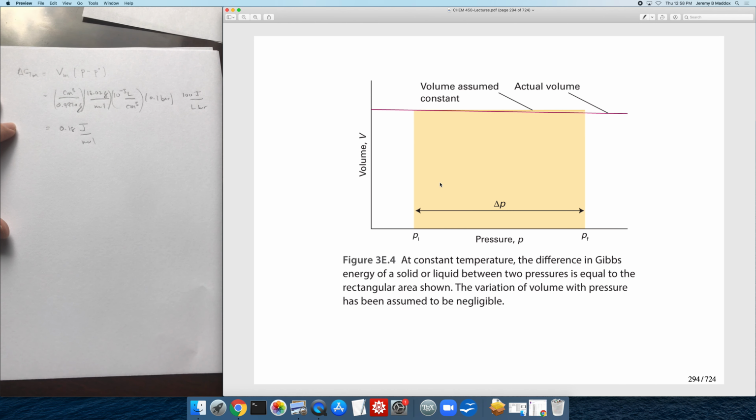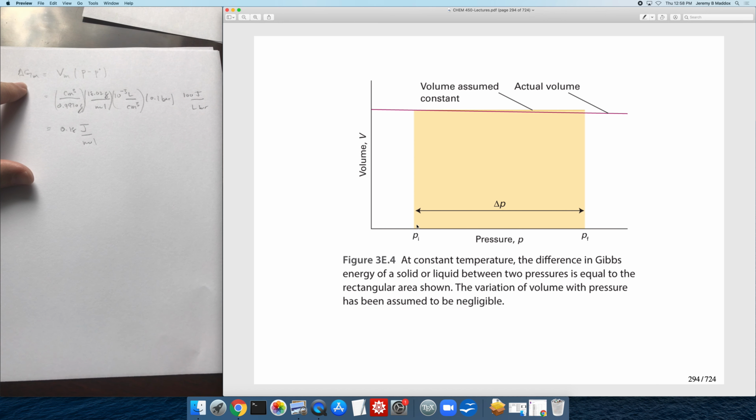Here's an illustration of what we've done. This formula here, the Gibbs energy, is really the area of this rectangle, right? It's the volume, which is constant, times the change in the pressure. For a real liquid and a real solid, the volume does change ever so slightly, but not very much. And so you're not going to miss that difference, really. And so this works pretty well for ordinary pressure changes.